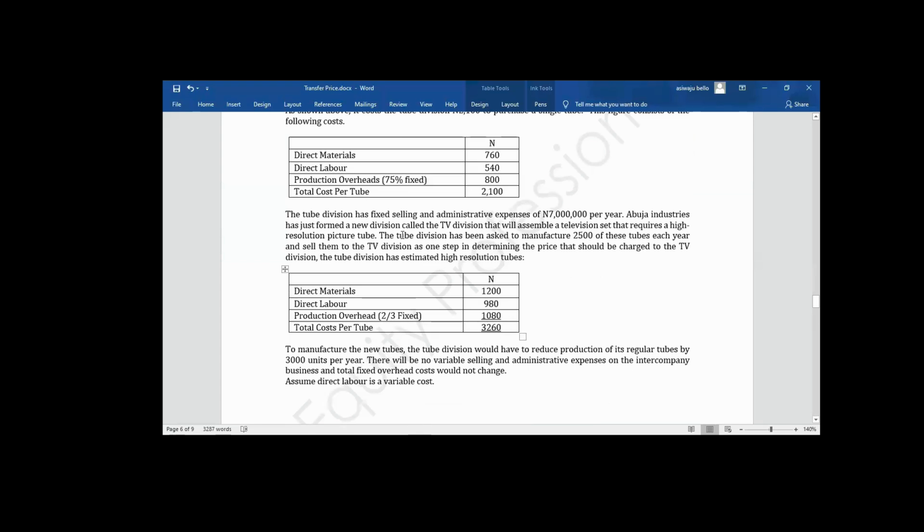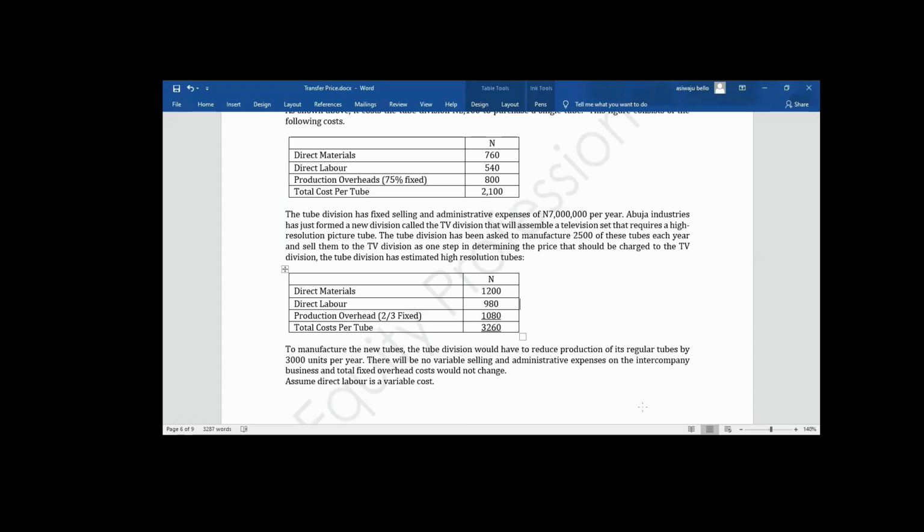Now look at this, please. The TV division has been asked to manufacture 2,500 of these tubes each year. That means we are going to manufacture 2,500 units of new resolution tubes. Total contribution loss as a result of new resolution tubes is 5,400,000. What is contribution loss per new resolution tube? We are going to produce 2,500.